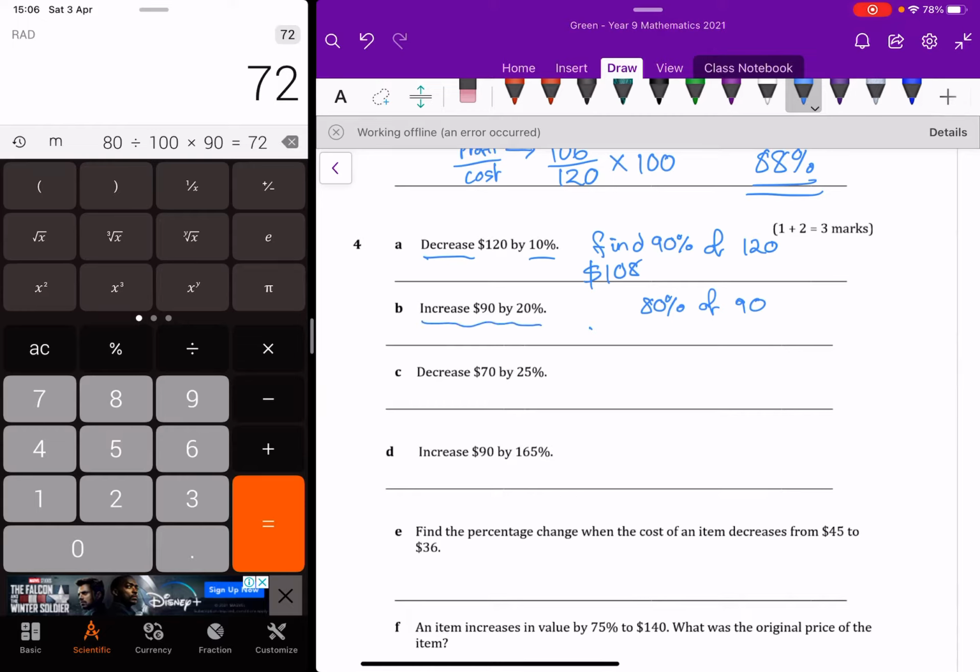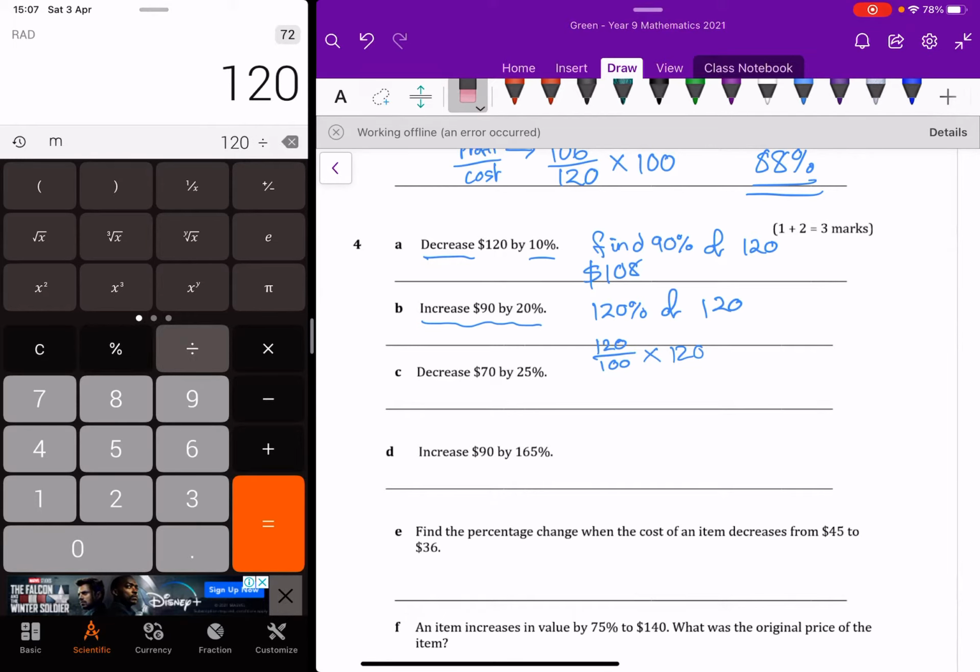I knew a lot of people put 72 and I knew that was a wrong answer. So what do I do here? This is actually like finding 120% of 90. So I'd still do the same thing. So I can just do 120 divided by 100 times 90. I'm losing my mind.